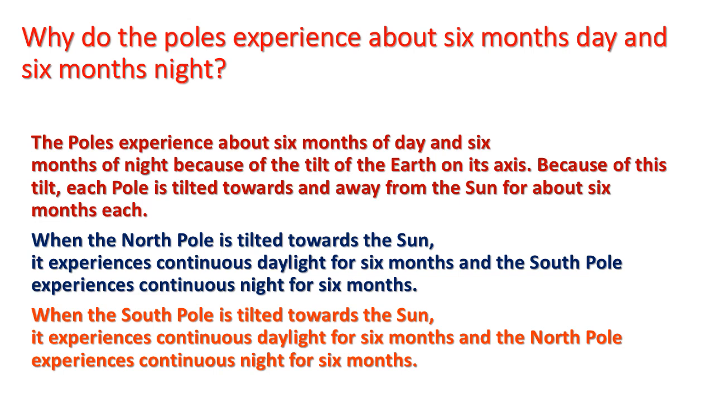When the North Pole is tilted towards the sun, it experiences continuous daylight for 6 months, and the South Pole experiences continuous night for 6 months. Oppositely, when the South Pole is tilted towards the sun, it experiences continuous daylight for 6 months, and the North Pole experiences continuous night for 6 months.